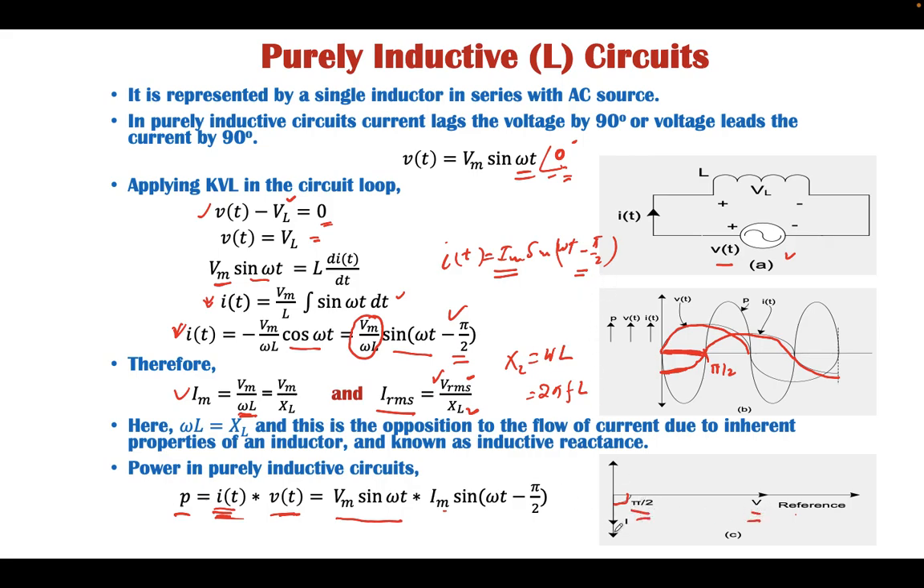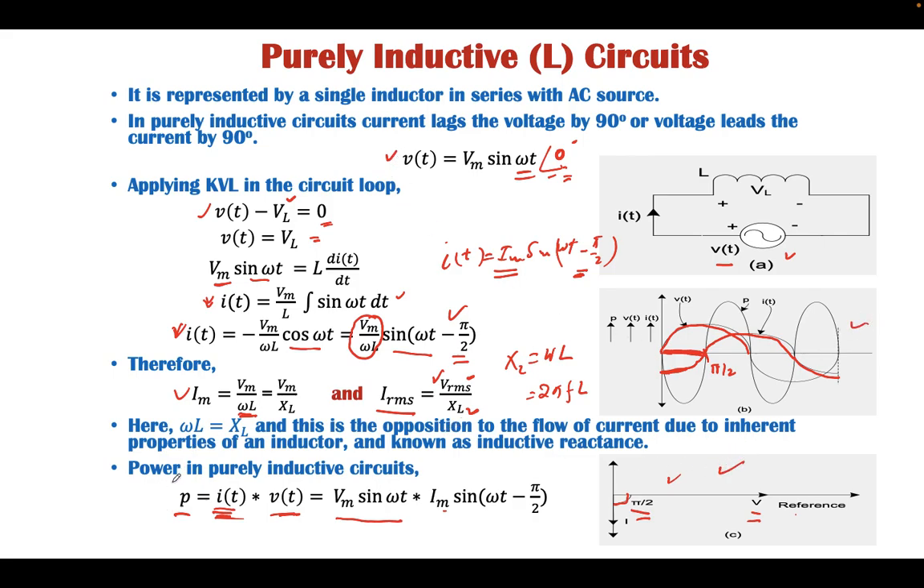Why is it taken as behind? Because the sign is minus. If the sign was plus, then it would have been taken in the upper direction. Now this is the phasor diagram. The electrical quantity here can be represented in mathematical form, in waveform, and in phasor form.